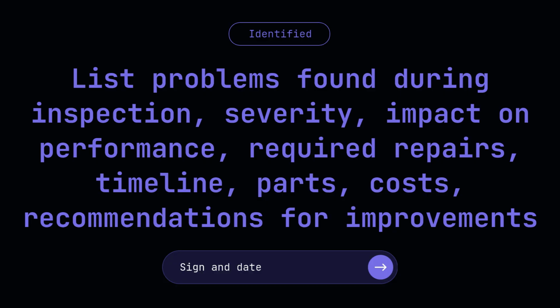Identified issues: list all problems or issues found during the inspection, including severity level and potential impact on system performance. Corrective actions: detail any required repairs or maintenance needed, including timeline, parts required, and estimated costs. Recommendations: provide recommendations for system improvements or upgrades that could enhance security effectiveness or efficiency. The final section requires the technician's signature and date to verify completion of the inspection and take responsibility for the findings.